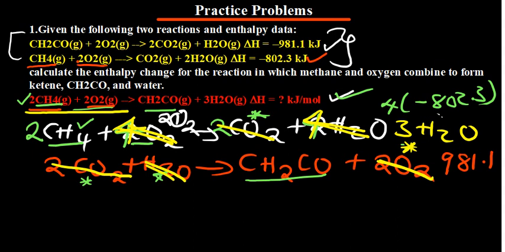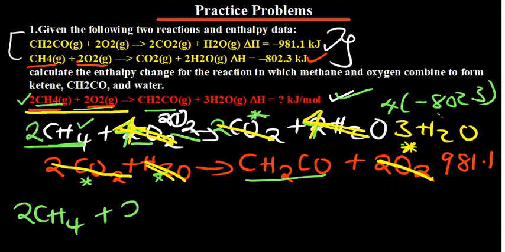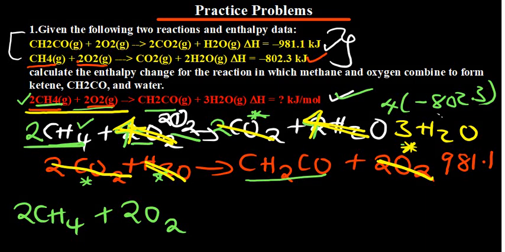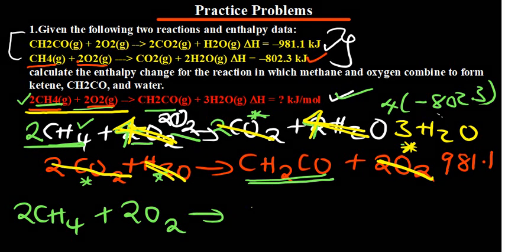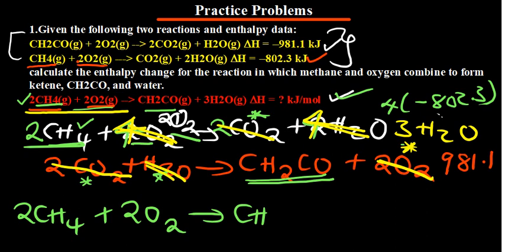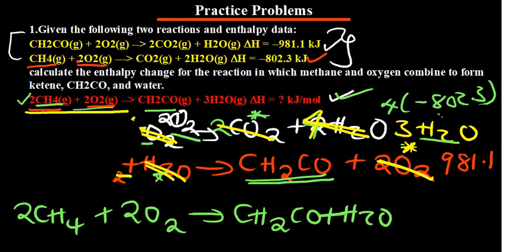So let's try to combine what we have now as our equation. Remaining with methane, 2CH4, and the oxygen there, 2 oxygen molecules, giving us the only product. Not forgetting there's water there as well. So CH2CO plus water. This is a piece of information that we have, and it is matching up with the main equation. So you can be confident enough now to even calculate the enthalpy.